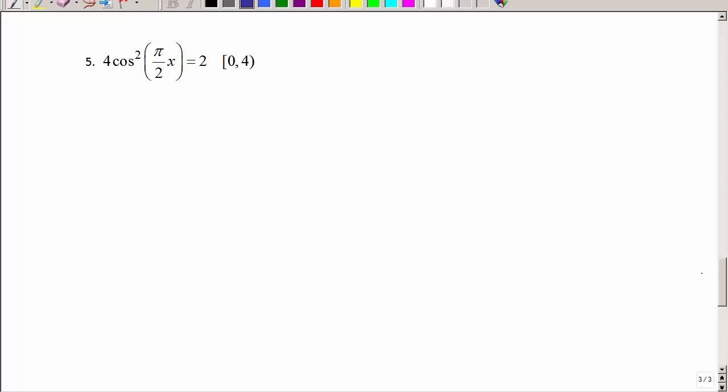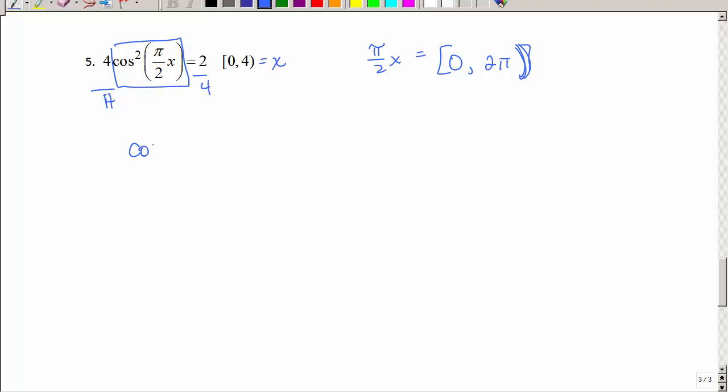So here's one more, similar to the last one. So we have cosine squared. And again, we have x, but our angle is pi over 2x. So I need to multiply both of these by pi over 2. So I'm going to have 0 to 2 pi. That looks normal. Again, we're going to isolate. So we're going to divide both sides by 4. And I have cosine squared of pi over 2x equals 1/2.